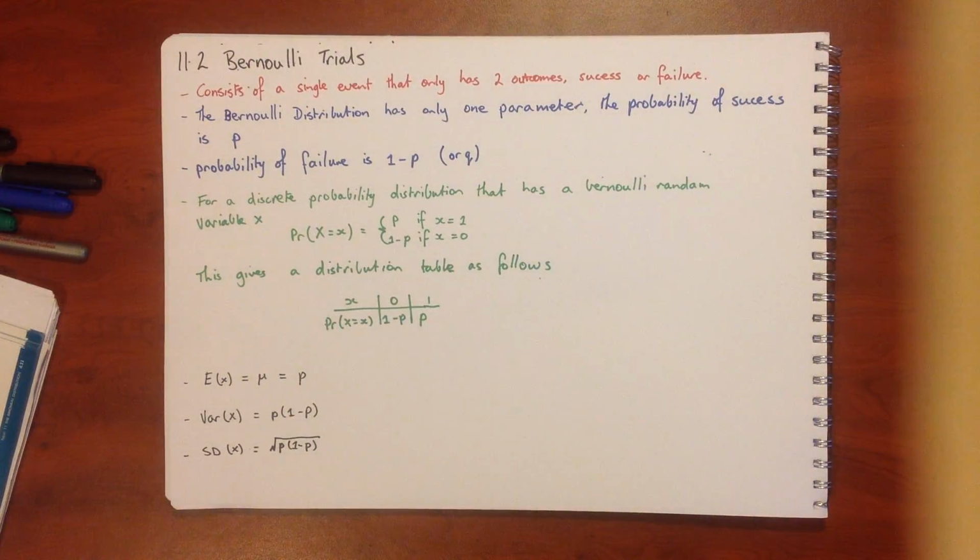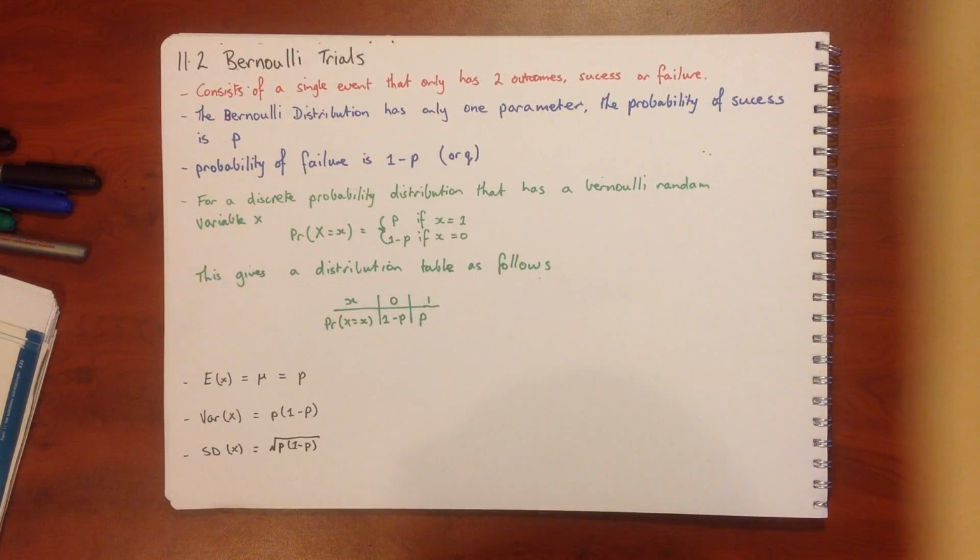In this tutorial we're looking at section 11.2 on Bernoulli trials. A Bernoulli trial consists of a single event that has two outcomes, either a success or a failure. The Bernoulli distribution has one parameter, the probability of success, p, and that means we get a probability of failure as 1 minus p, or sometimes we see that as q.